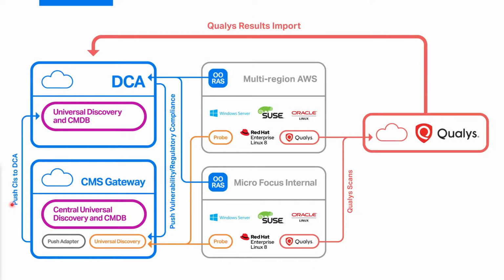This is the environment where we'll run the demonstration. We have Data Center Automation, or DCA, Premium SaaS, managing servers, both on-prem and across multi-regions in AWS, and scanning alongside Koalas, with those scan results correlated into DCA and ultimately propagated into the Central Universal Discovery and CMDB through the CMS gateway.